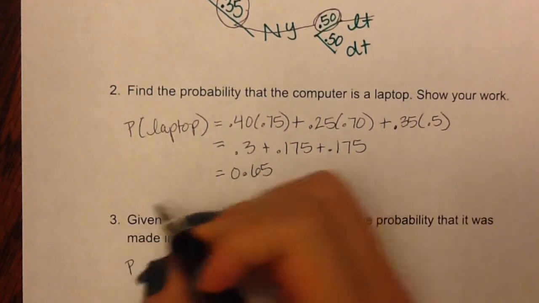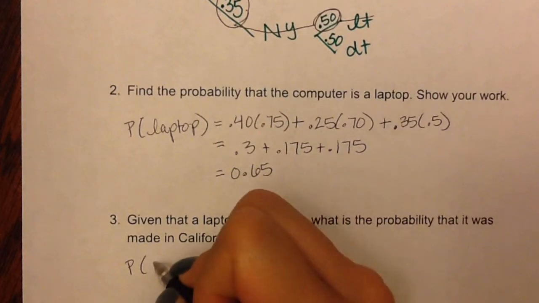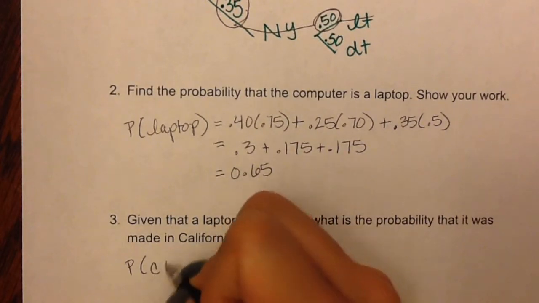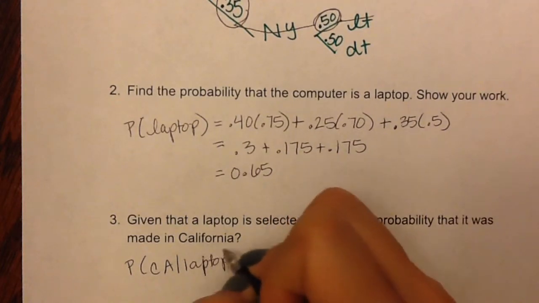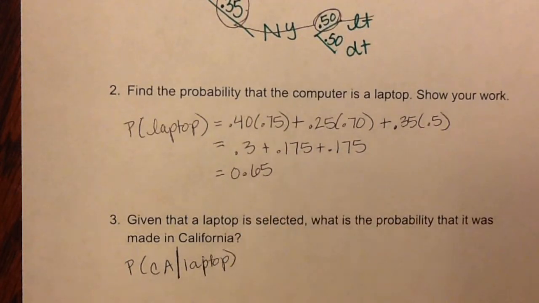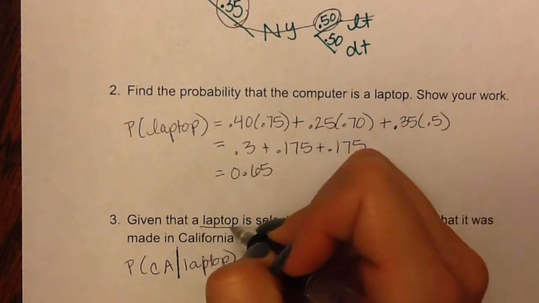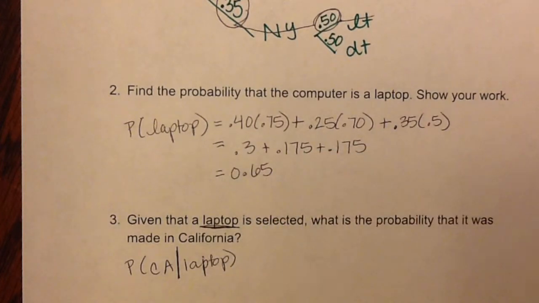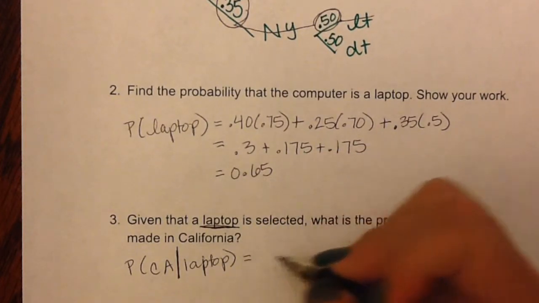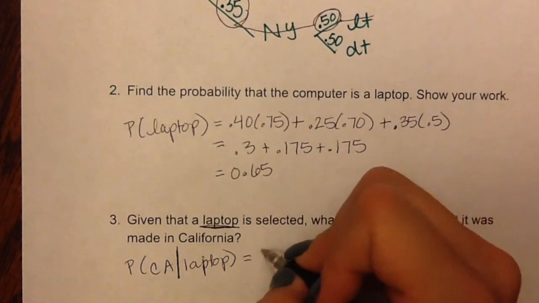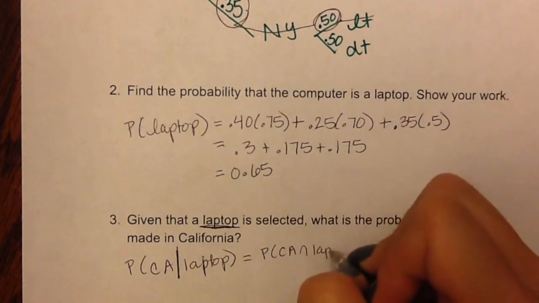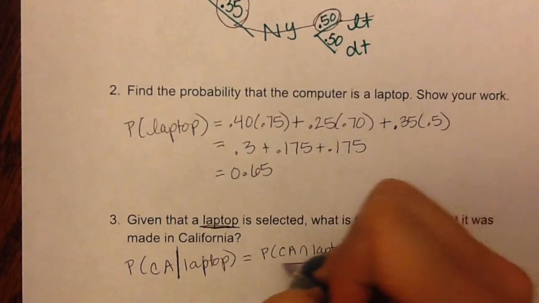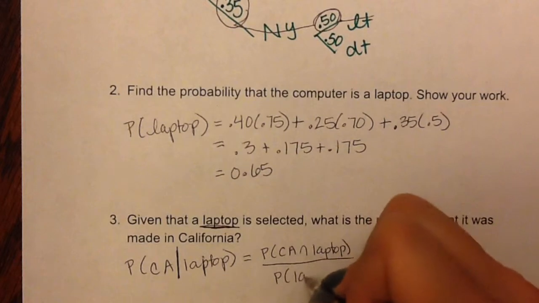So probability that it is made in California, given that you have a laptop. Notice I just use a notation for a conditional. We're given the condition that we have a laptop. What's the probability that's made in California? So we're going to use the formula that goes with the conditional, and that is the probability that it is made in California and a laptop divided by the probability that it is a laptop.